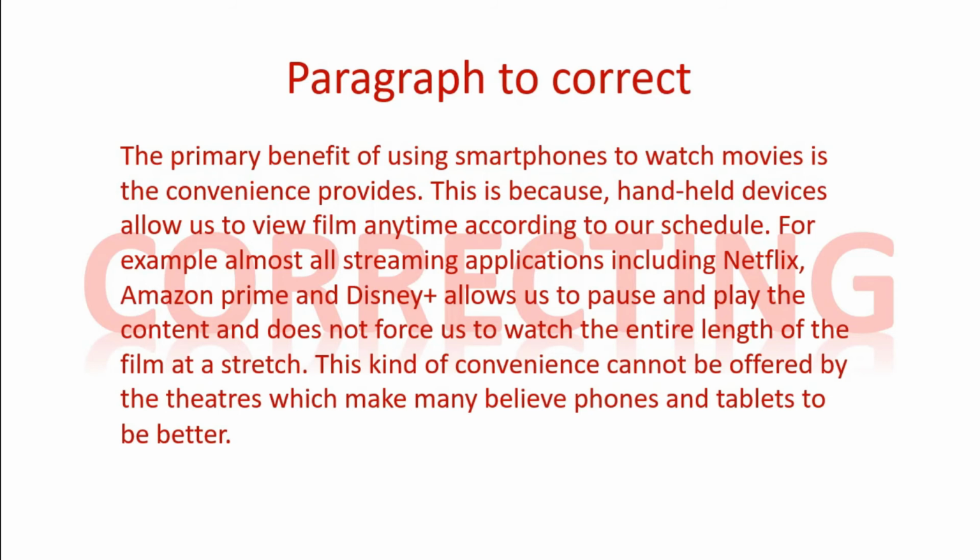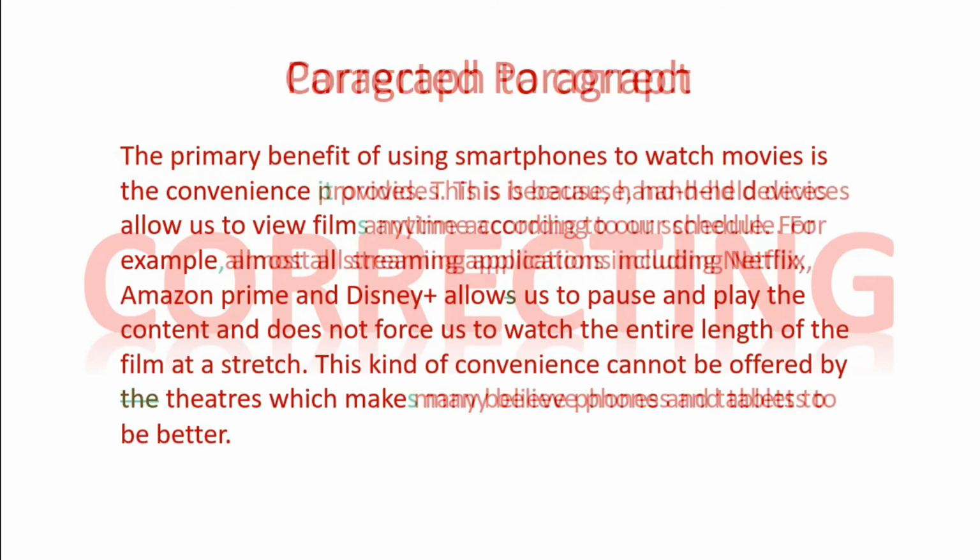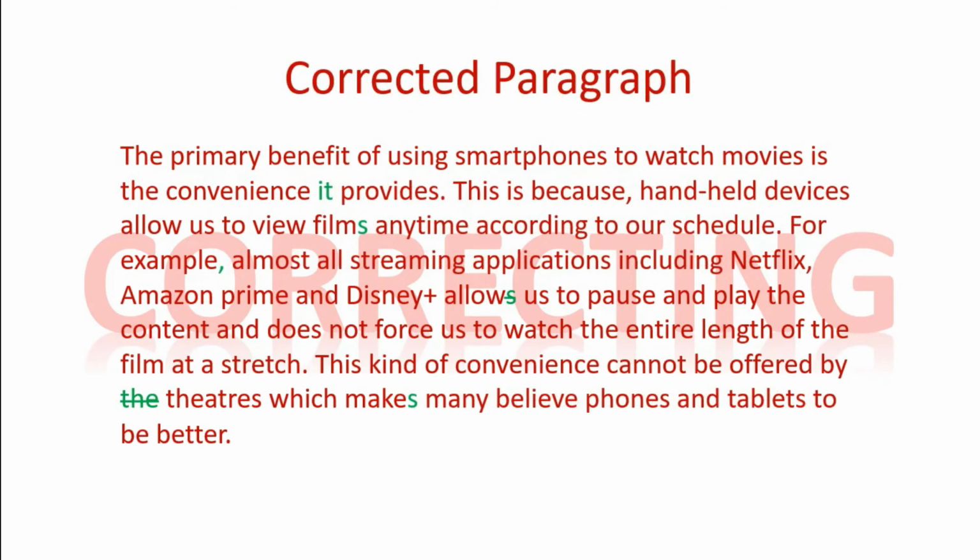Hope you found the mistakes in this body paragraph. Now let's look at the corrected version of this body paragraph. Now let's go through each individual mistake that has been committed in this body paragraph. If you can see, the first sentence in the body paragraph contains a missing word. It was supposed to have the word it between convenience and provides. However, it was missing in the original version.